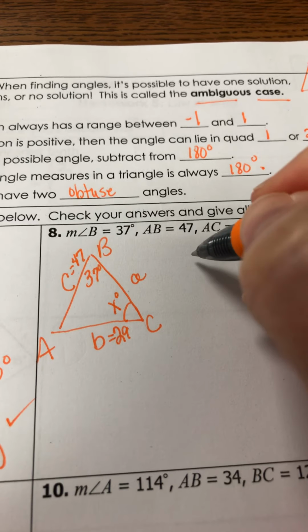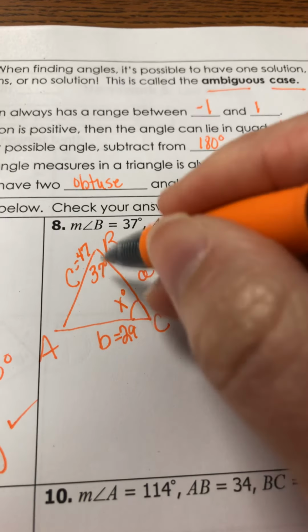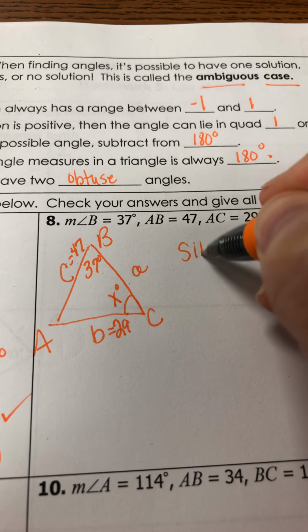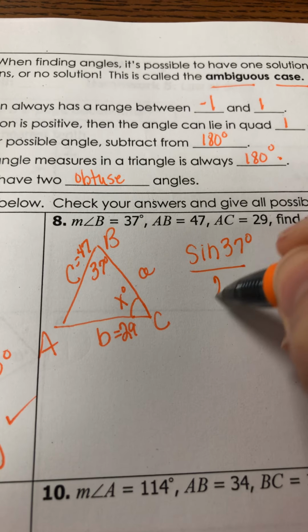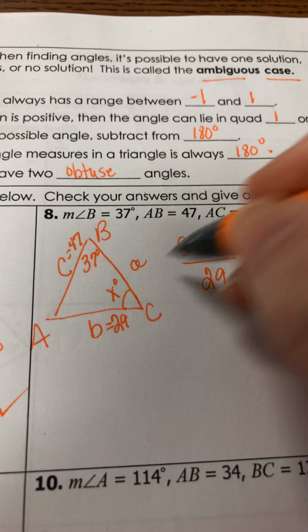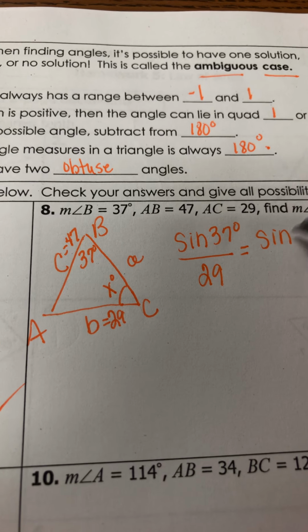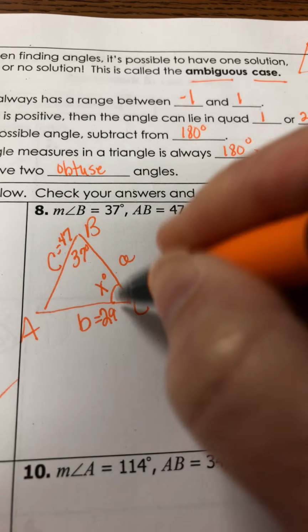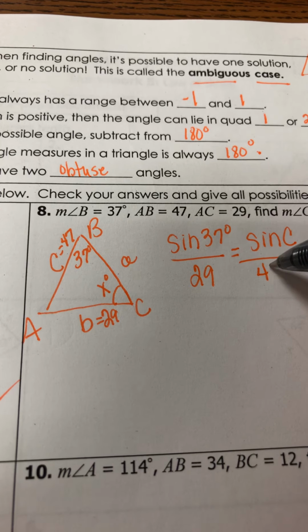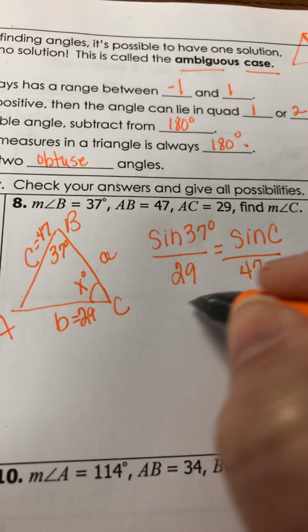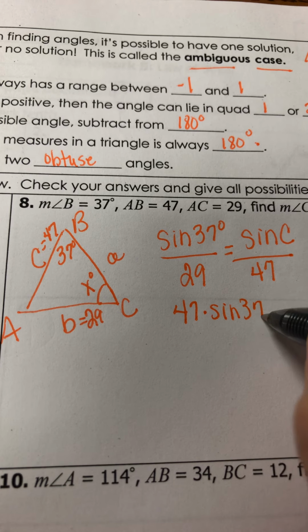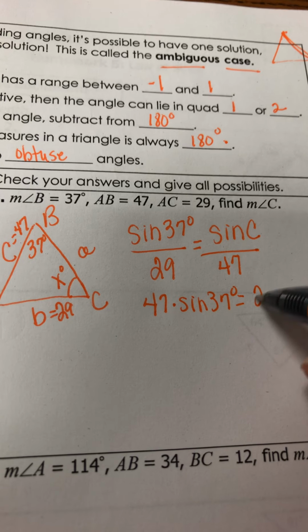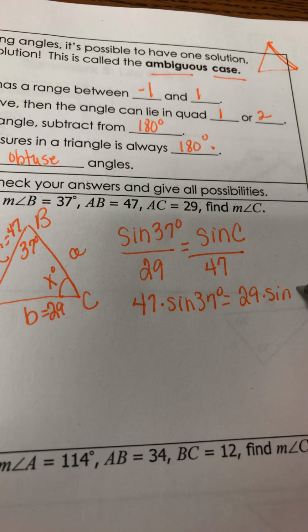All right, so let's go ahead, since we got both measures for B, we'll do the sine of 37 degrees over side B is equal to the sine of C over 47. Okay, do your cross product. 47 times the sine of 37 degrees is equal to 29 times the sine of C.